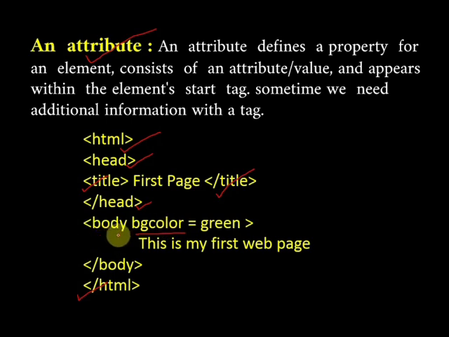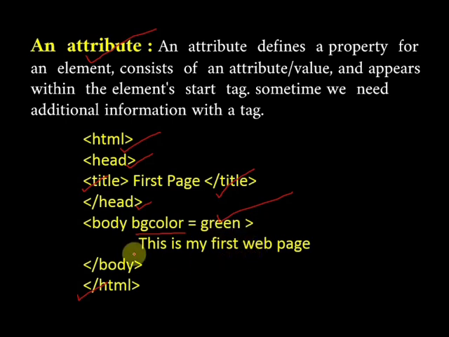Now see the body tag. In the body, BG color means body background color green. Now the background color of the page will change to green. Once you run this program in the browser, you will see the background color of the page is green.